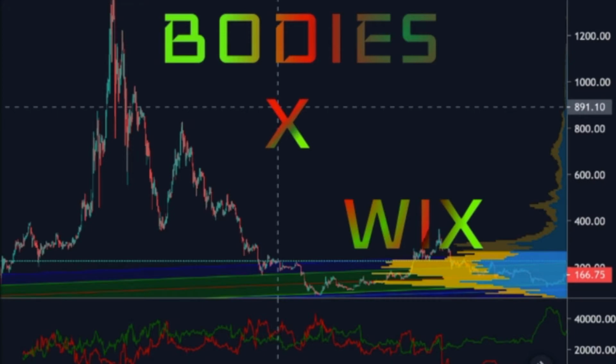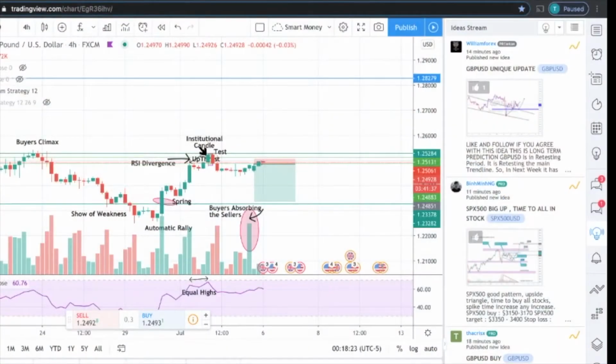I am here once again with another update on my GBP USD analysis. It's been a couple hours now. I think I got in that trade around 7 o'clock or so. It is now 12:18 a.m. And some things have progressed, but not really. So why don't we go ahead and take a look at the chart and see what's happened here.